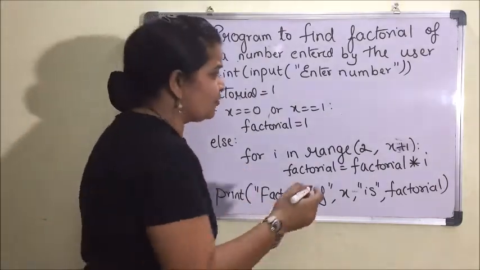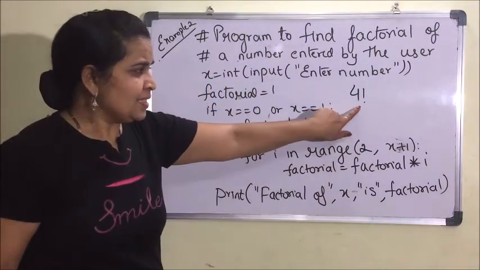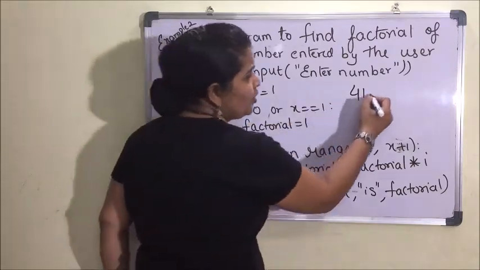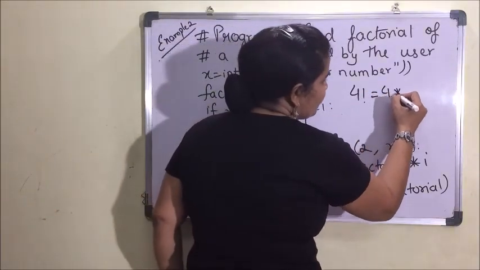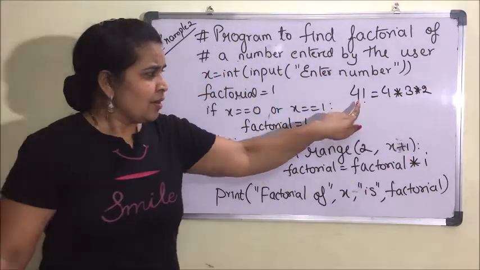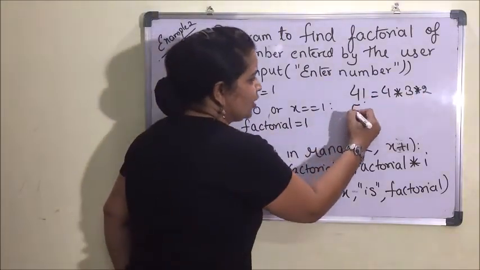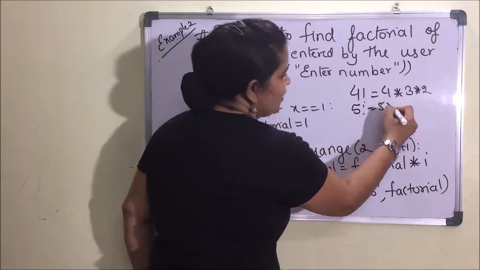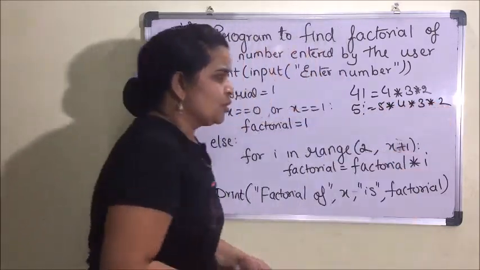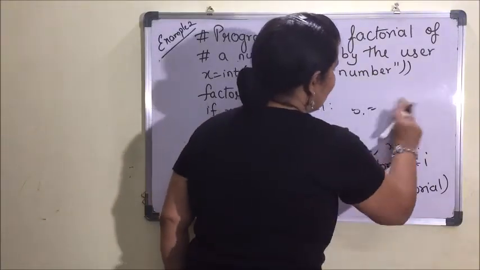Now what is factorial first of all? Factorial is denoted by an exclamation sign in mathematics. And the factorial of 4 is 4 into 3 into 2. Similarly, the factorial of 5 is equal to 5 into 4 into 3 into 2. So in this way, factorial is calculated, and this program we have to write.